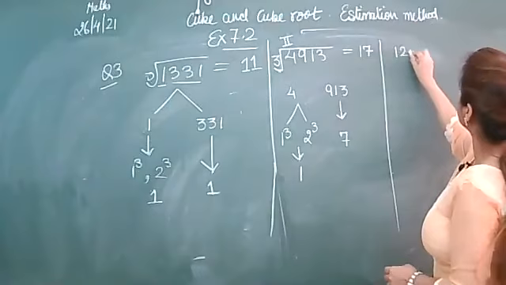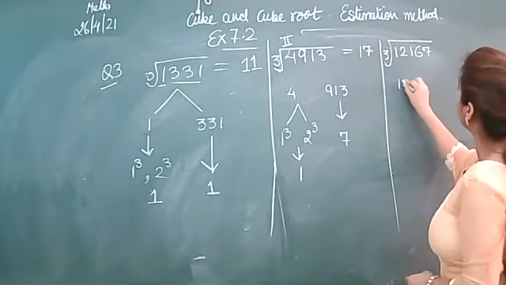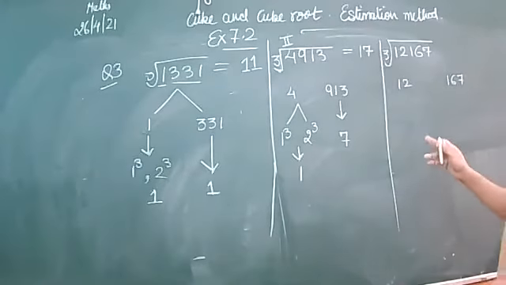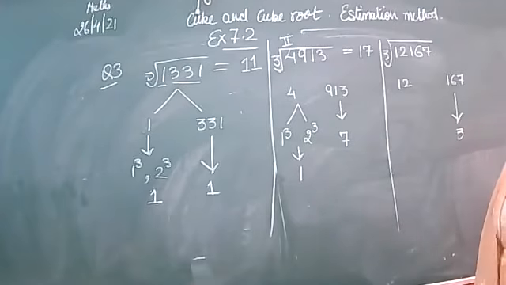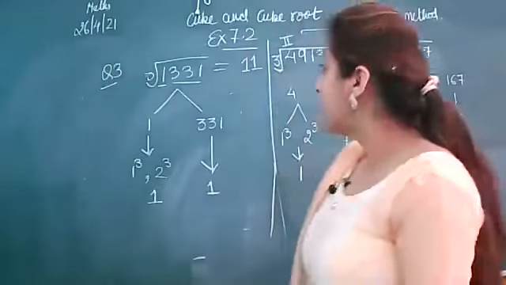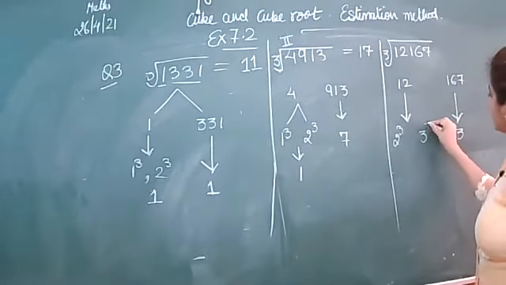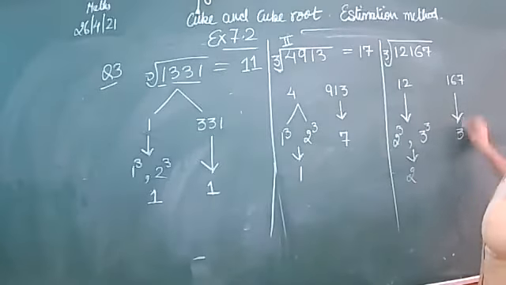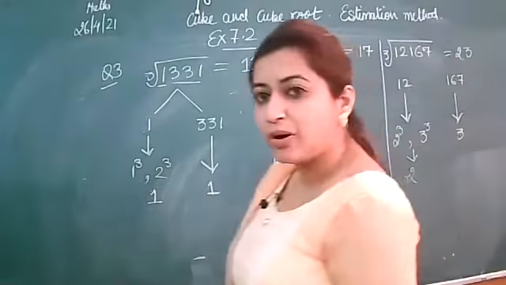1,21,67. We are finding the cube root. Now make the group of 3 terms from the right hand side. This is ending with 7, so its cube root will end with 3 by the same property number 2 that we have discussed in the second part. In this, 12 lies between 2 cube and 3 cube, and the smallest of these two is 2. So the answer is 23. Hope it is clear to you all.